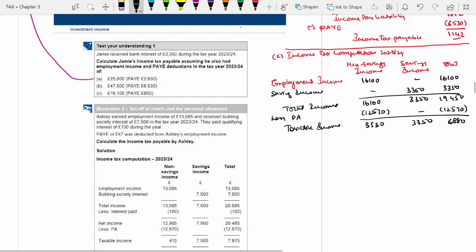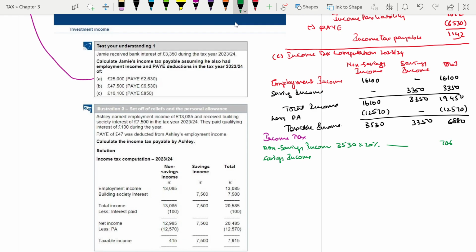Now, you have to understand. This is very critical. You have to understand income tax. On non-savings income, how much are you going to charge? 3,530 times 20%. It comes to 706. Now on the savings income, how much NRB will you get?